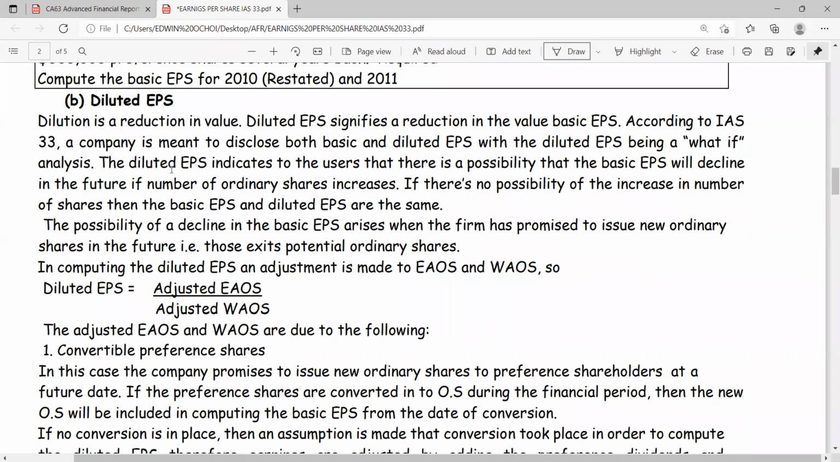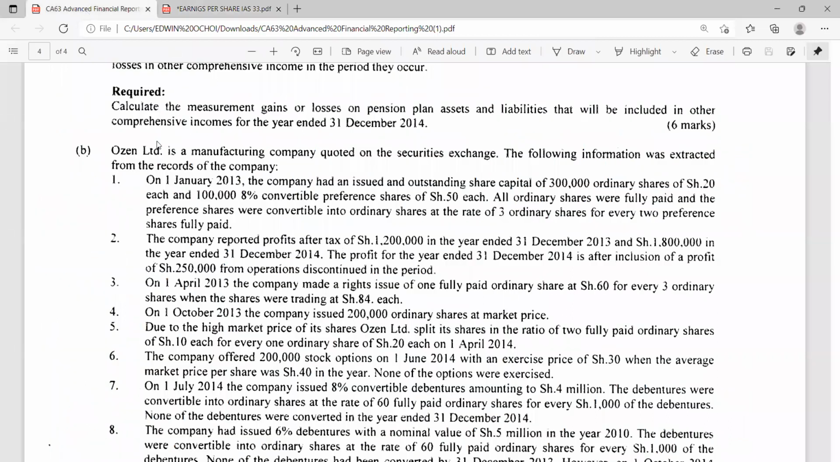I will be able to interpret more when I do a question on how to do the basic and the diluted EPS. So I would like to do a September 2015 question.